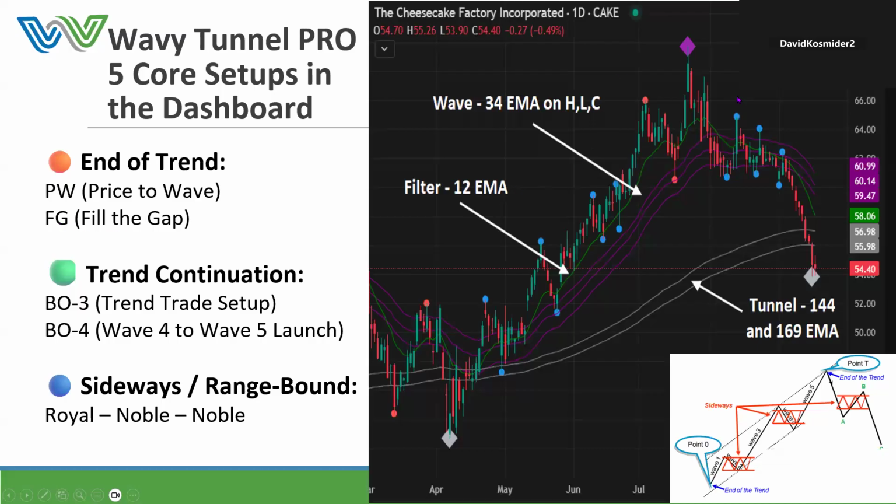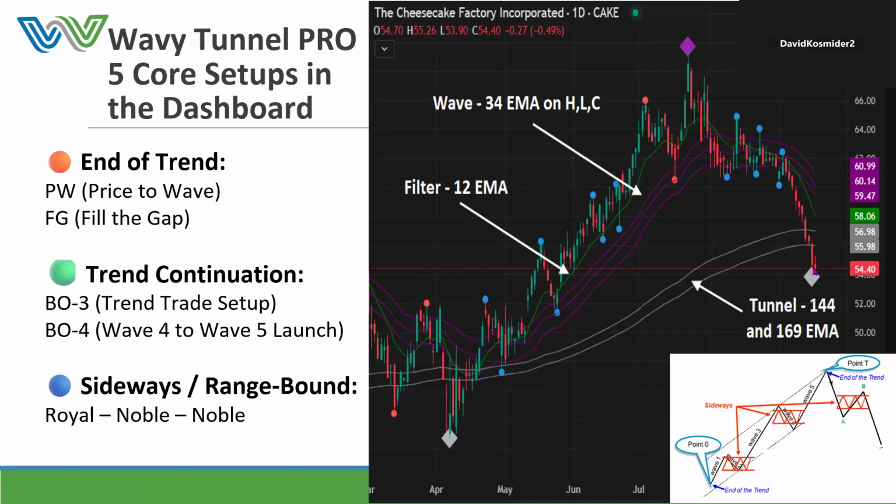And I found this just by using the dashboard. I said, okay, I want a picture of this, and I scanned and I picked this chart, Cheesecake Factory. Maybe because I like cheesecake. So this is your PW fill the gap, the end of the trend trade. And this down here is when traders get really panicked, and up here they're exuberant, just like we explained from the 8-wave market cycle.